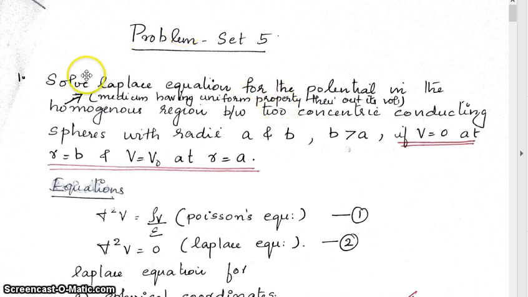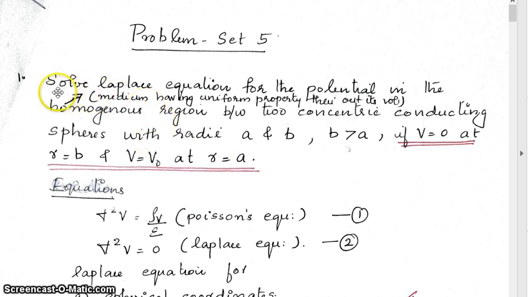So, the first one is: solve Laplace equation for the potential in the homogeneous region between two concentric conducting spheres with radii A and B, where B is greater than A. If V is equal to 0 at R is equal to B and V is equal to V0 at R is equal to A.